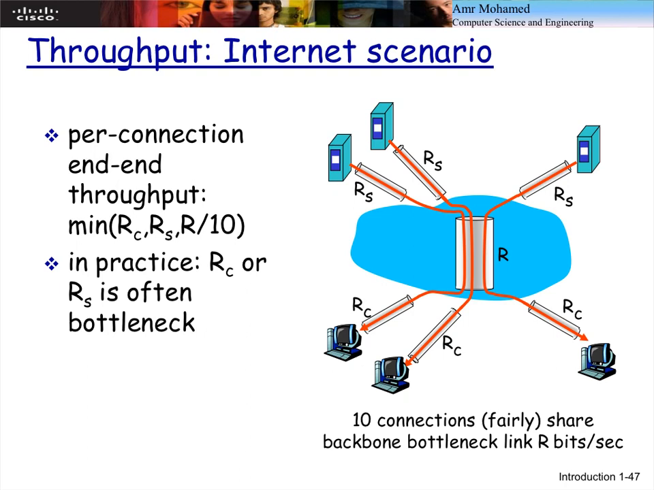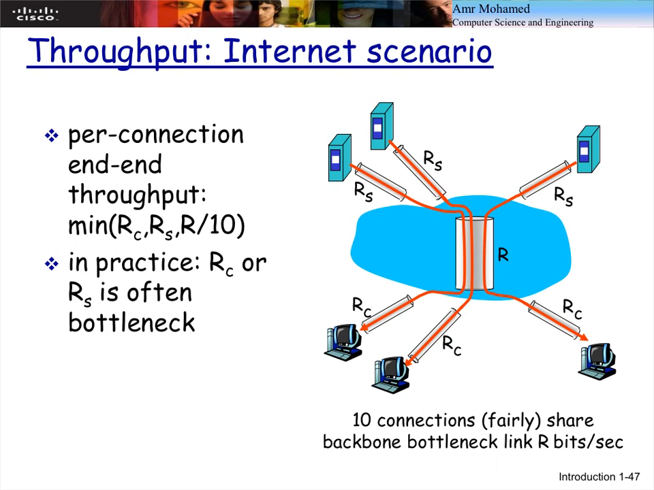So for this link, for example, we're trying to calculate the rate per end-to-end connection. If we assume that we have all these end-to-end connections, they share one link in the core network. So what is the average throughput per end-to-end connection?